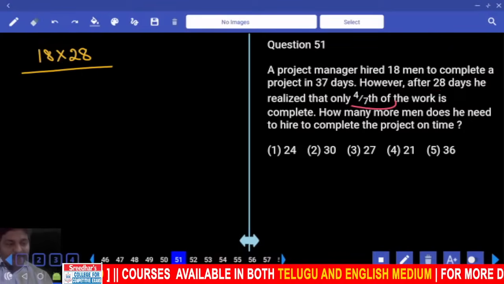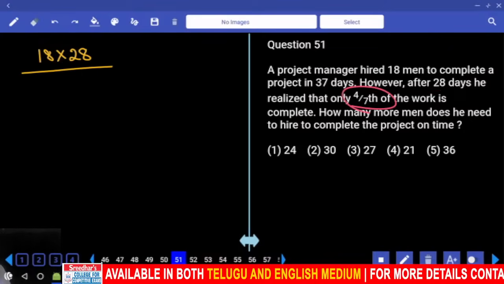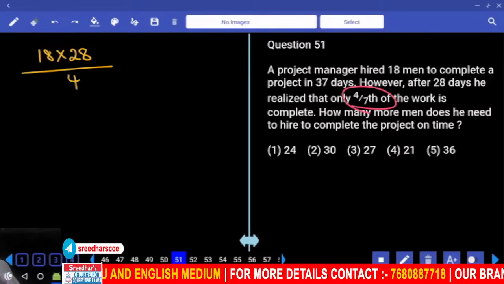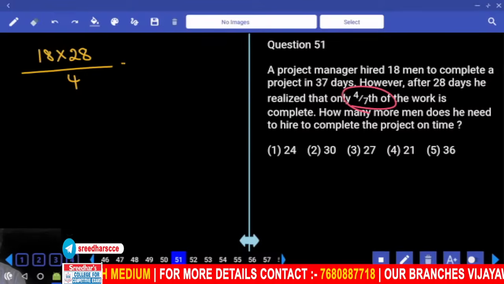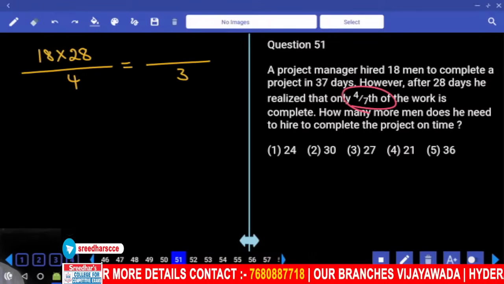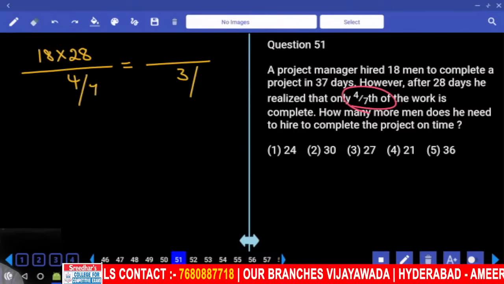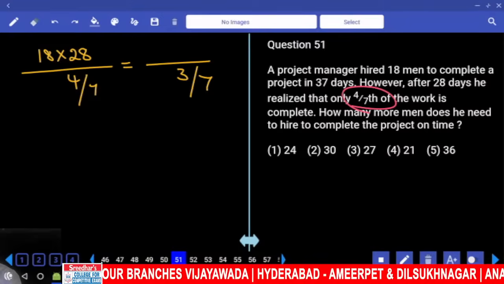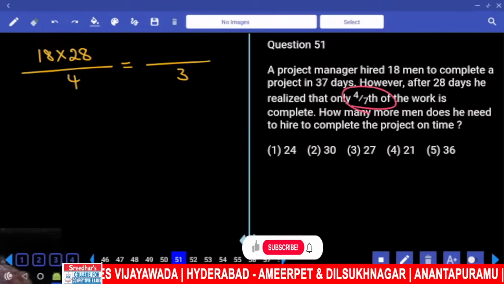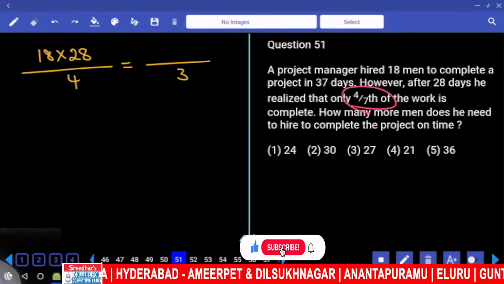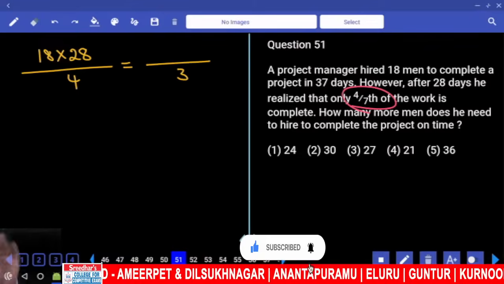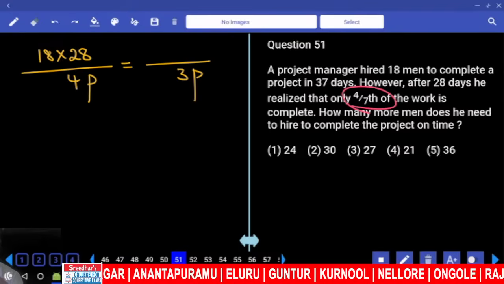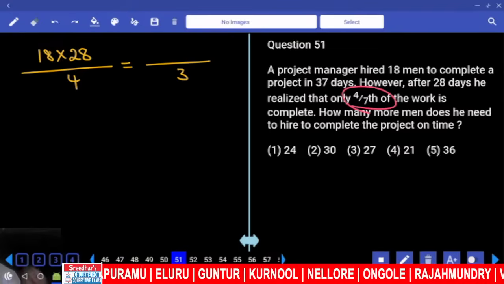And in 28 days, what fractional part of the work they did? 4/7. So can I write 4 parts already done out of total 7 parts. Remaining 3 parts. Actually, you are supposed to write 4/7, 3/7. Why write and cancel again? Are you smart? So let us not write denominator 7 and write only 4 parts completed out of 7 parts. Remaining 3 parts are there. Even the P also gets cancelled, so I am not writing that.